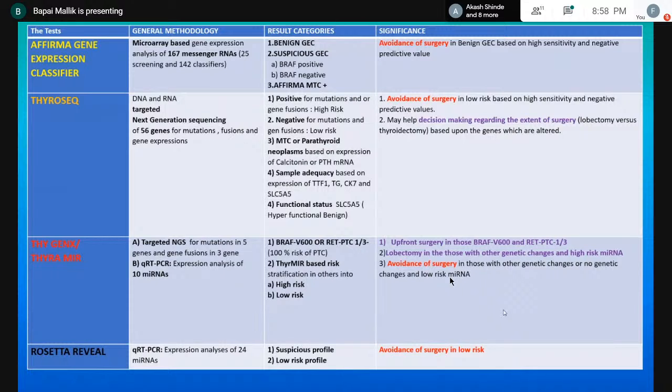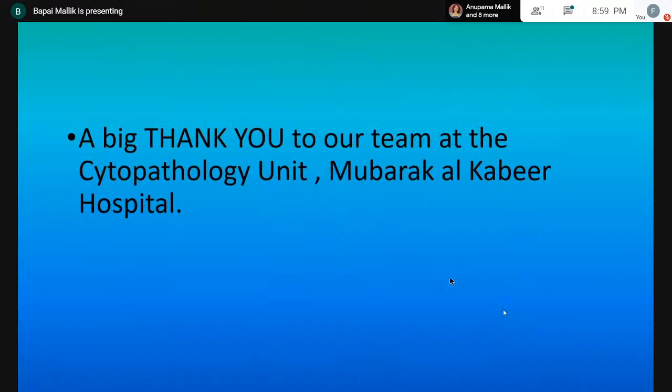So later on, if you want to just come and look at this particular slide, just to get a broad overview, you can do that.